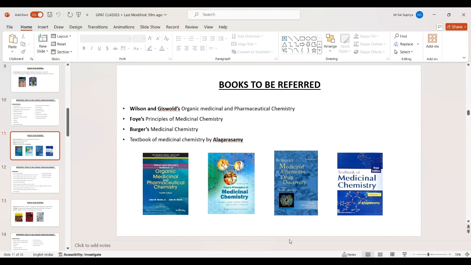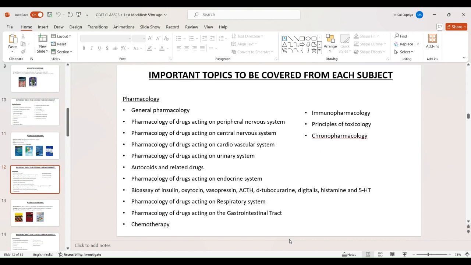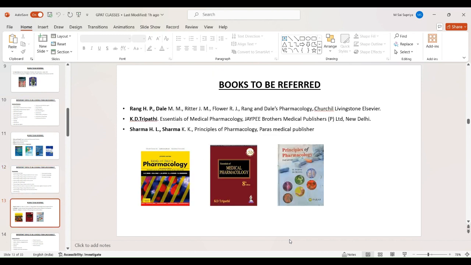See the books to be referred: Wilson and Gisvold, Foye, Burger, and Alagarsamy. Then pharmacology, you all know what I've told you earlier also. Other than these topics, like immunopharmacology, you have to see principles of toxicology, like what are the acute toxicity studies, subacute, chronic toxicity studies, etc. Then chronopharmacology, that is the biological rhythms we say. Then books to be referred: KD Tripathi, then Rang and Dale, a very standard book again, then Sharma and Sharma. It is very easy to understand the concepts.